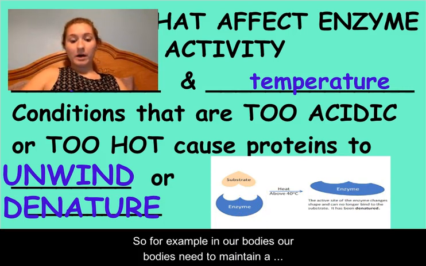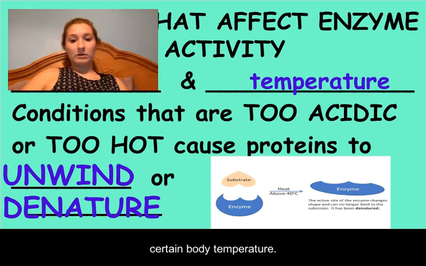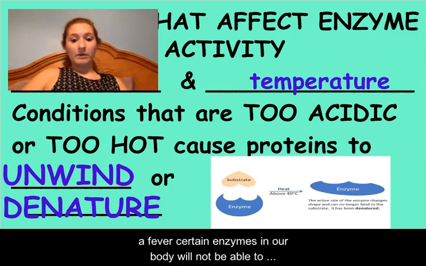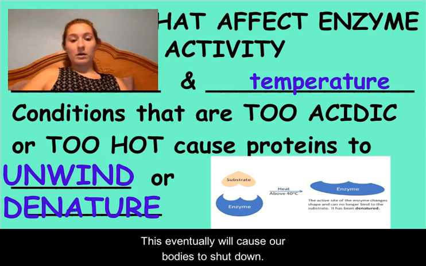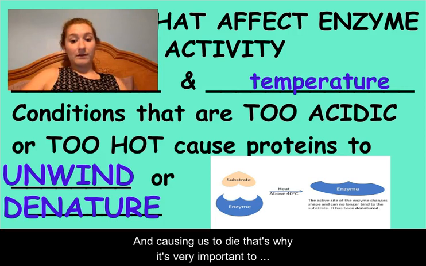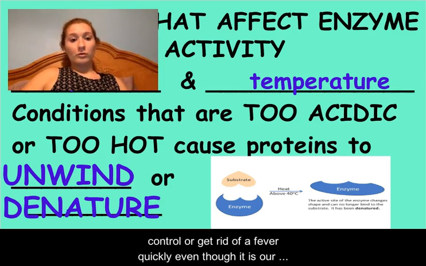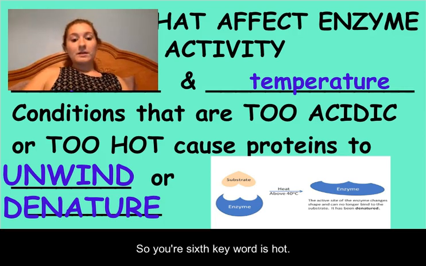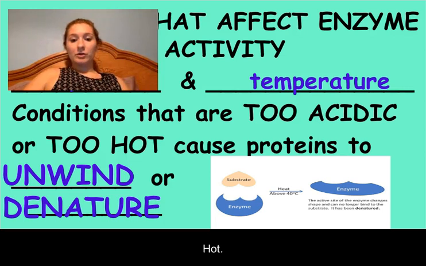So, for example, our bodies need to maintain a certain body temperature. If our body temperature gets too hot, meaning that we have a fever, certain enzymes in our body will not be able to catalyze the reactions that we need to survive. This eventually will cause our bodies to shut down, causing us to die. That's why it's very important to control or get rid of a fever quickly, even though it is our body's way of responding to certain aspects. Okay? So your sixth keyword is hot, H-O-T.